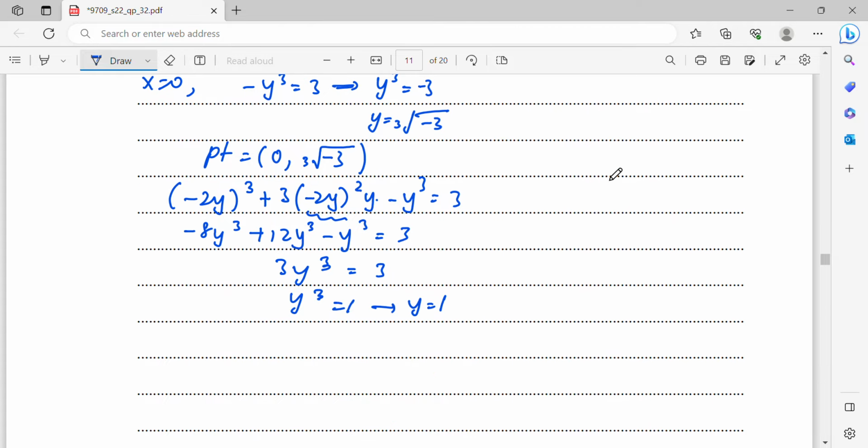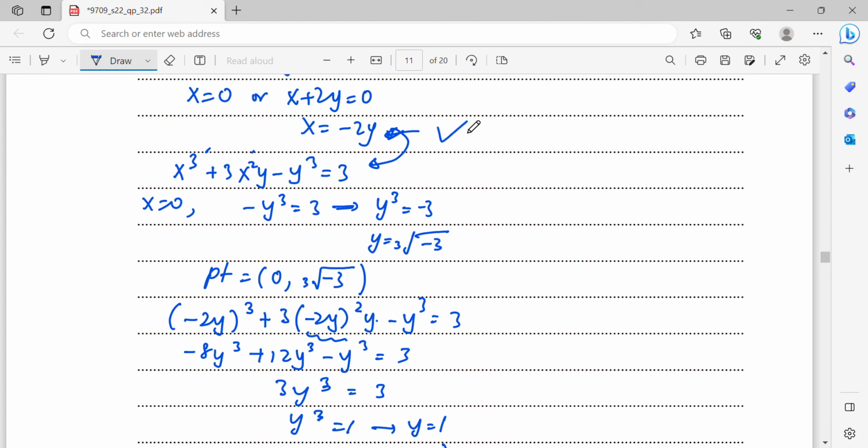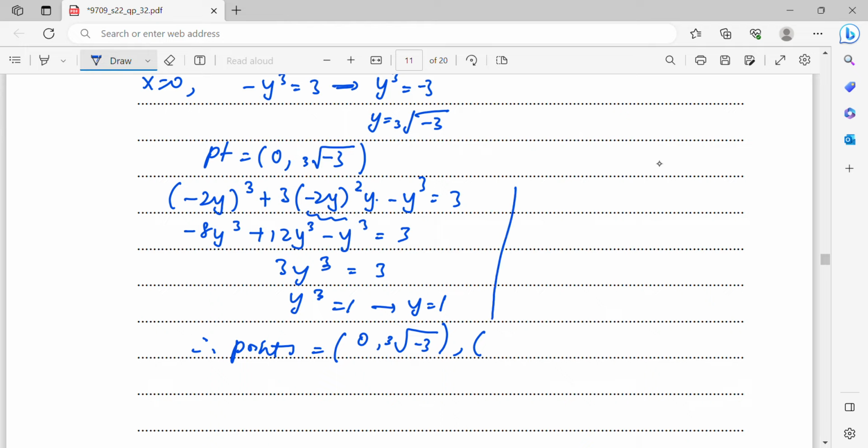So from here, I can get my points. Basically, I have 2 points. The first is 0, cube root of negative 3. And then for another one, sorry, I haven't found my x yet. My x is minus 2y, and now my y is 1. That means x is minus 2 times 1, which is minus 2. So I will get minus 2, 1. So these are my 2 points.